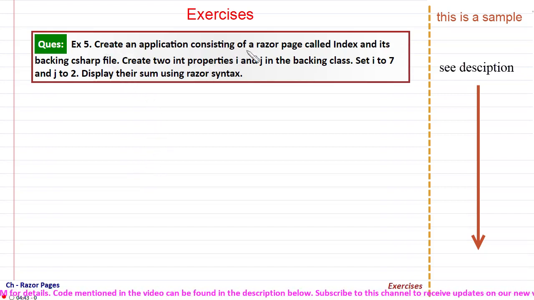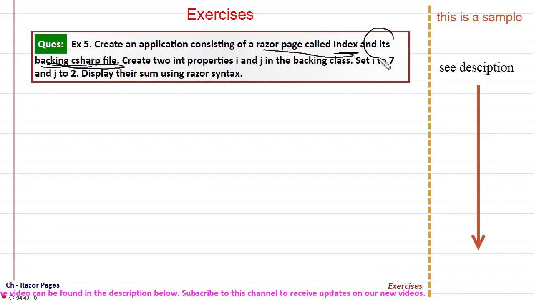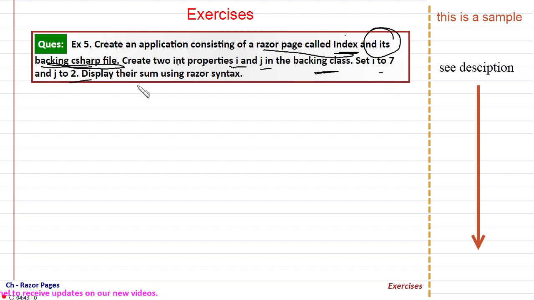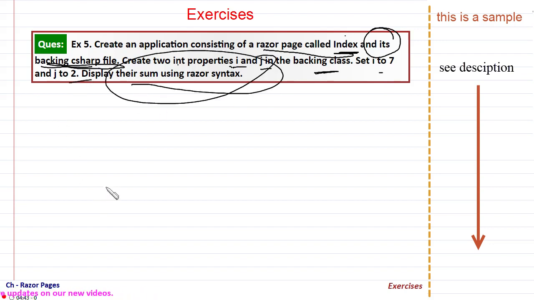Create an application consisting of a razor page called index and its backing C# file. This means that the page index and its C# file are both required. Create two int properties I and j in the backing class. Set I to 7 and j to 2, display their sum using razor syntax.